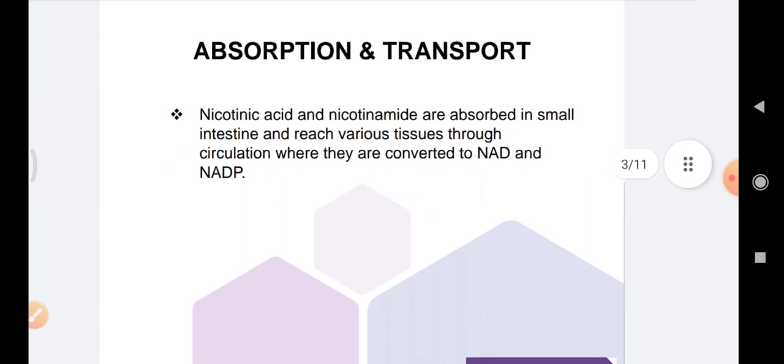Coming to the absorption and transport of nicotinic acid. Nicotinic acid and nicotinamide are absorbed in the small intestine and reach various tissues through circulation, where they are converted to NAD and NADP.